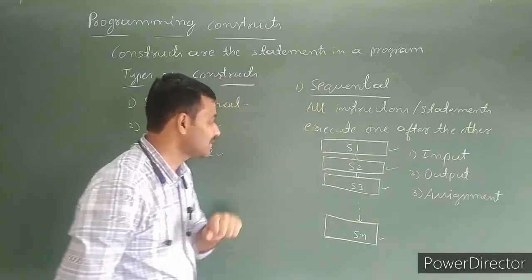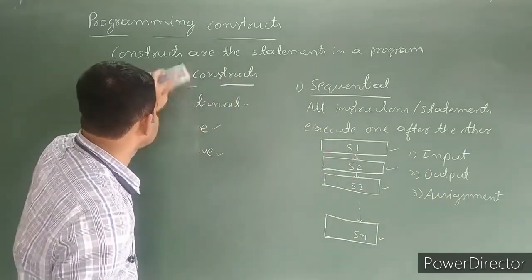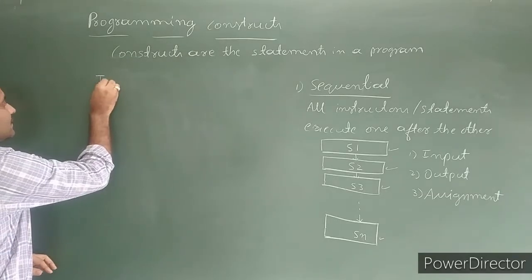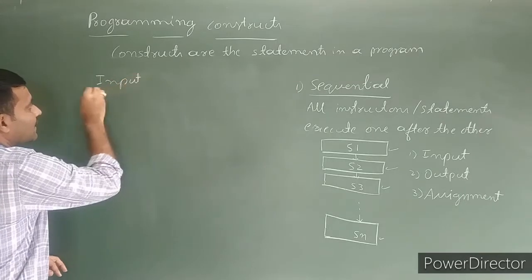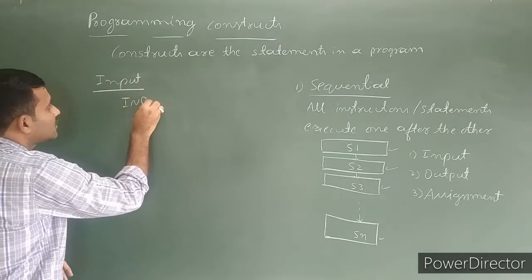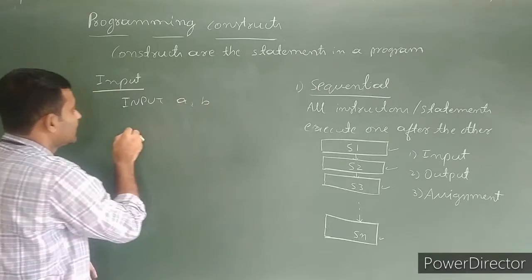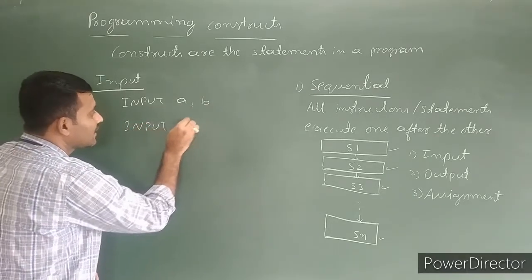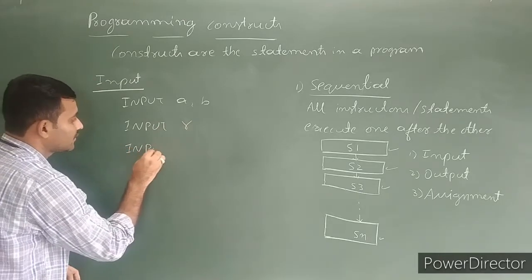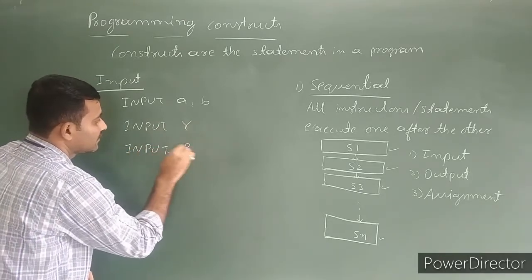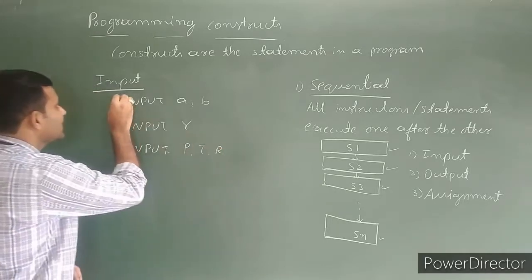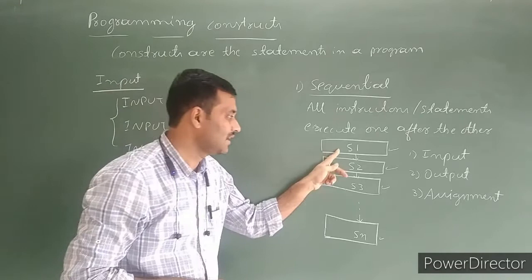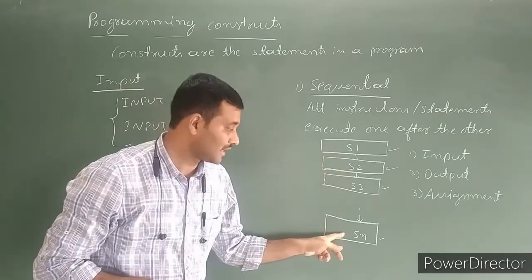Here the example for the input statement is, in an algorithm we write input A comma B, then input radius or input P T R. So these are the examples for input statement. These types of statements are written in S1, S2, S3 statements.